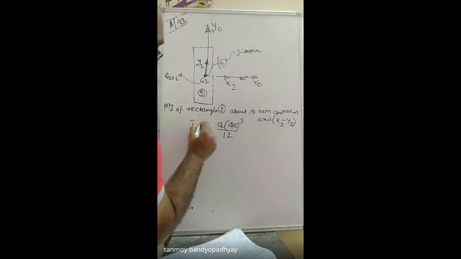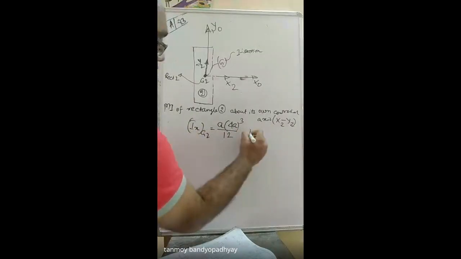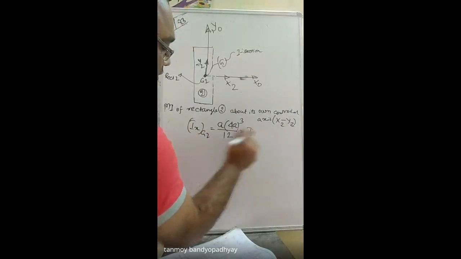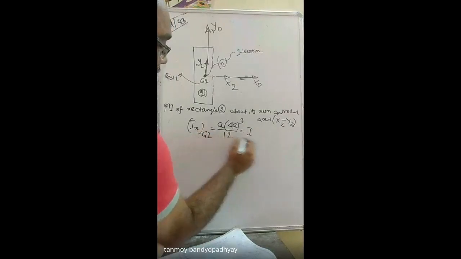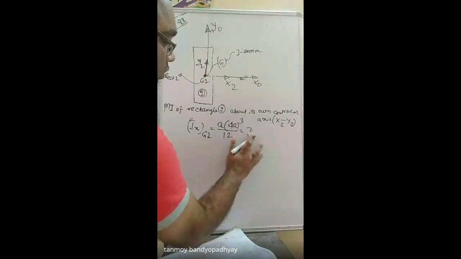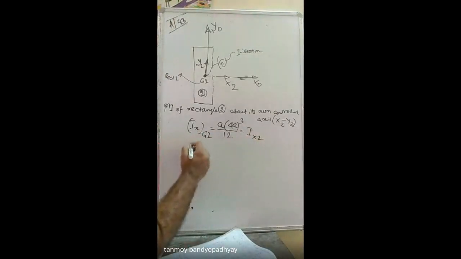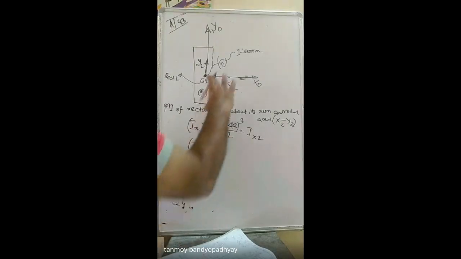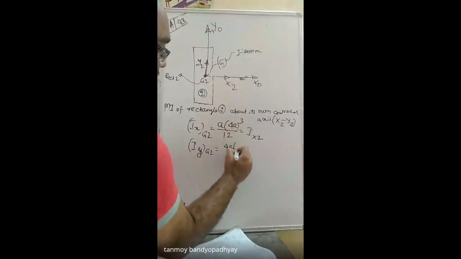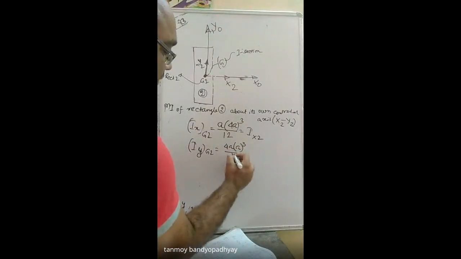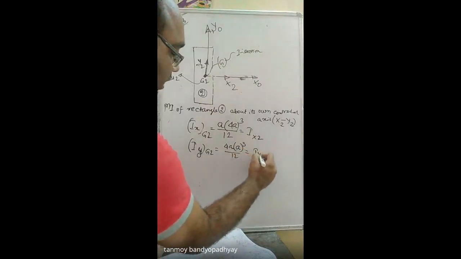So this one was Ix G2. It is equal to Ix2. You can call it Ix2 also. So this refers to the local system for rectangle 2. Similarly, Iy G2 will be equal to db cube by 12. So the depth is 4a, so 4a into a cube divided by 12. That will be equal to Iy2.